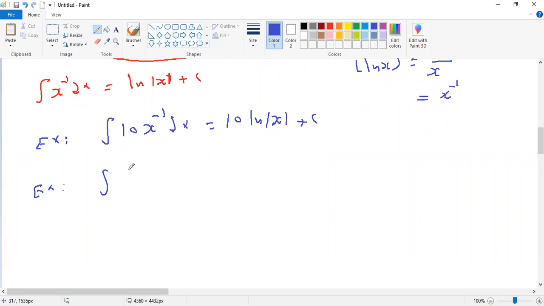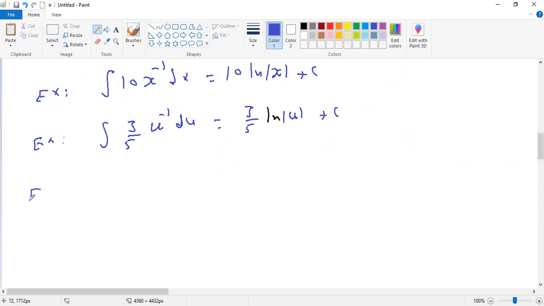If I have the integral of 3 over 5 u to the power -1 du, what is the answer? The k is 3 over 5. And what about the u to the power -1? We can't add 1, so this is the derivative of ln. The answer is 3 over 5 ln absolute value of u, plus c. Now, another example.